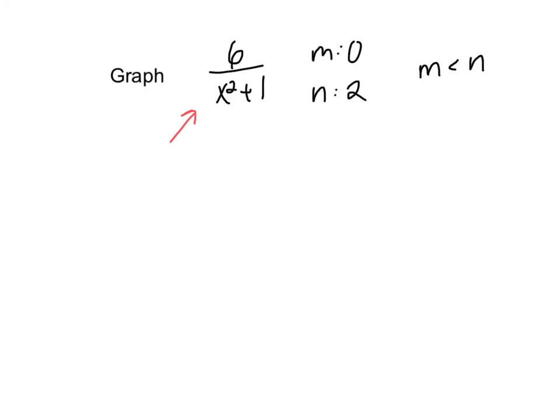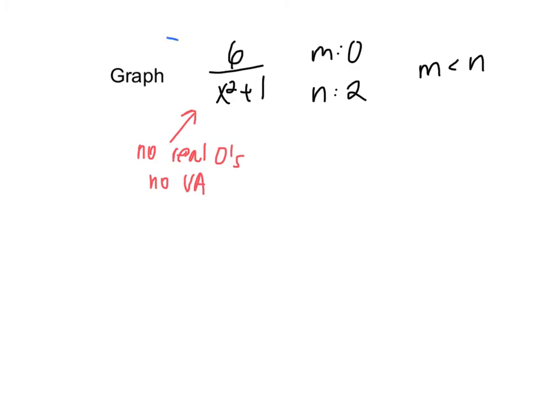So if we're told to graph 6 over x squared plus 1, we first need to evaluate the relationship between our m and n values. So because our m value on the top is 0 and our n value is 2, our m is less than n. Next we can analyze our numerator and denominator. So our denominator has no real zeros. Therefore, we have no vertical asymptote.